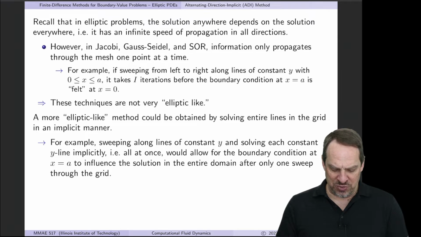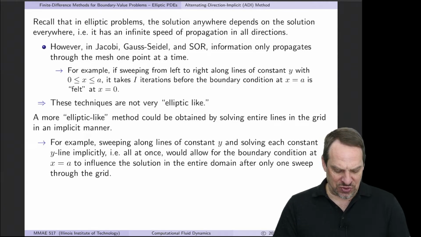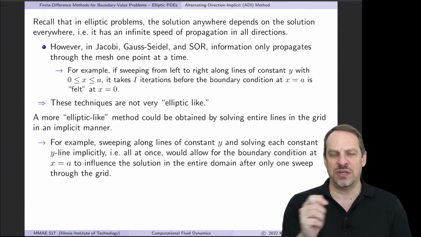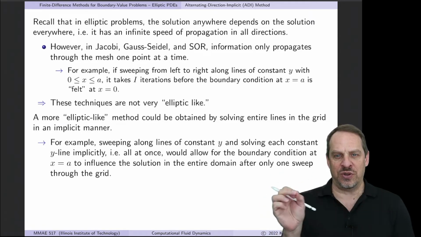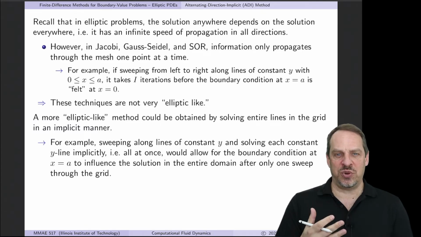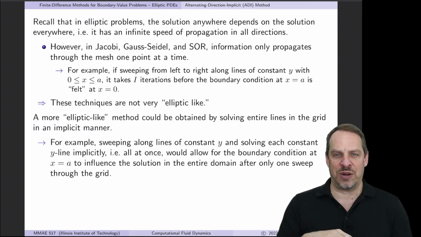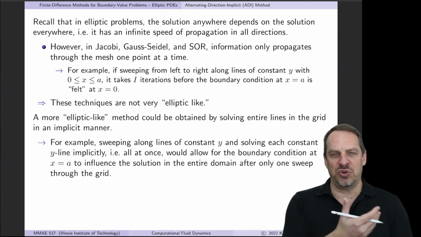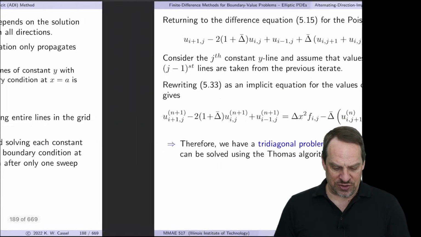If, for example, we're sweeping along lines of constant y, so again, horizontal lines in the grid, you could imagine that maybe we could solve the entire y line implicitly. So that would mean that we're solving for all the unknowns on that constant y line all together in one shot. Now that may sound familiar. That's exactly what we did when we solved the one-dimensional extended fin example using the Thomas algorithm to solve the tridiagonal system of equations that we had. So the question is, can we change the way we look at this two-dimensional problem such that we can take advantage of that more elliptic-like character of the Thomas algorithm to move information, in this case, all the way along a constant y line? And the answer, of course, is that we can.